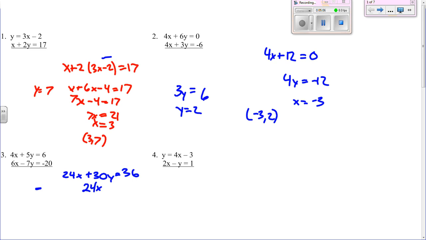I have to move that. I can't see where my cursor is.